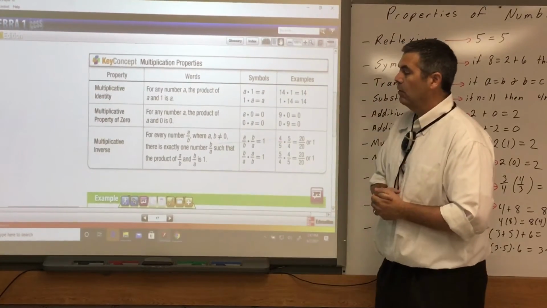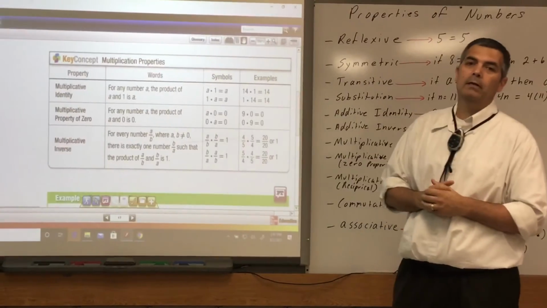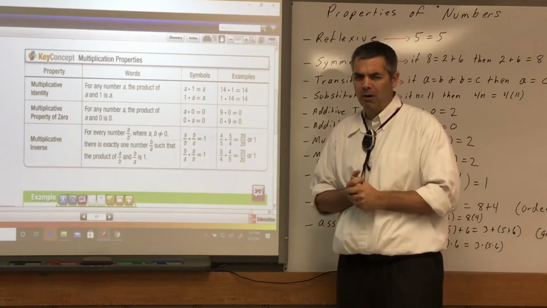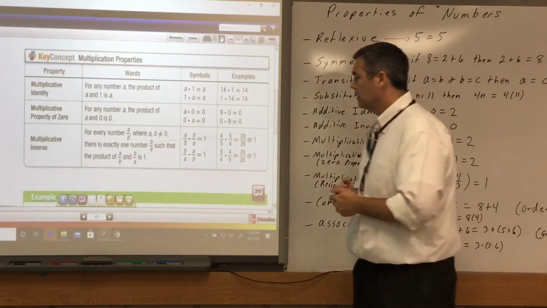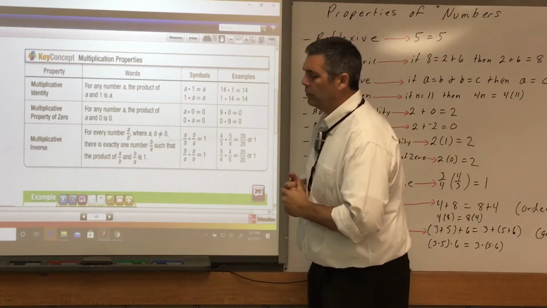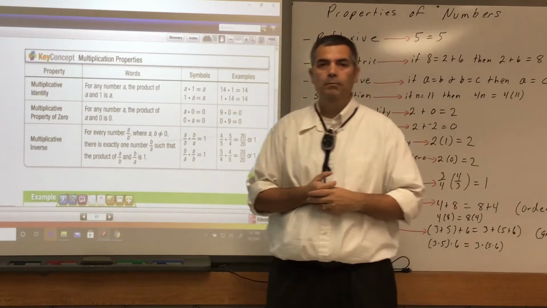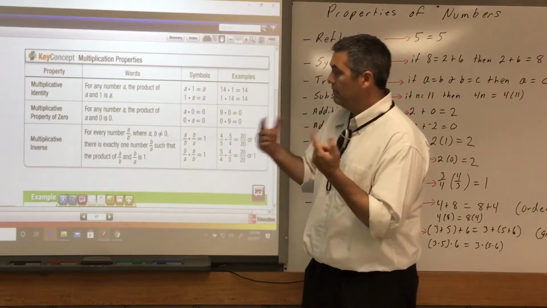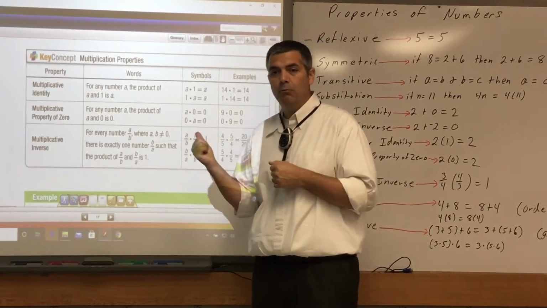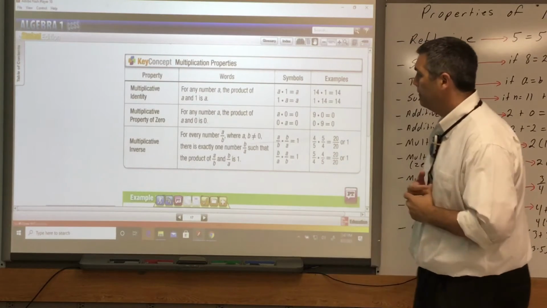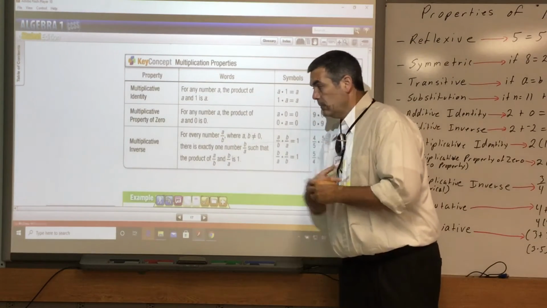Multiplicative property of 0, also known as 0 property. It depends on who you're talking to and what they're going to give you. Probably, I'm going to give you 0 property most of the time, because that's how I remember it. So when you multiply any number times 0, you get back 0. All right? So the common mistake is to mix up the 0 property and the additive identity property. Be careful with that.